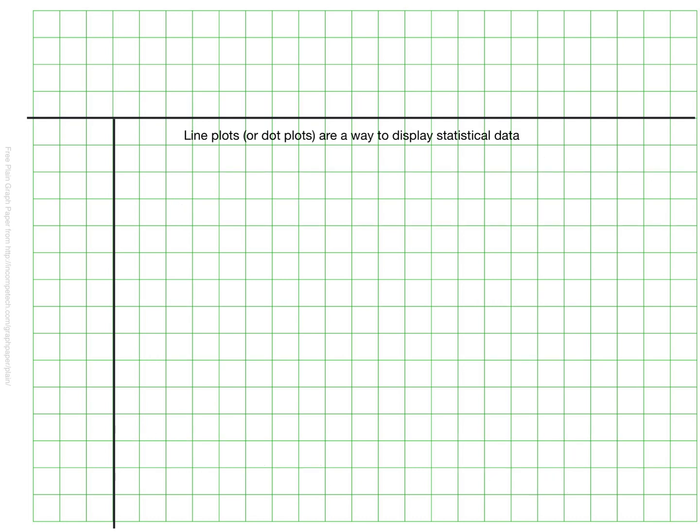When we are using numerical data or collecting statistics, one thing we can do is display it on a dot plot or a line plot, right? Line plots are a way to display statistical data. And we'll display it on a number line.